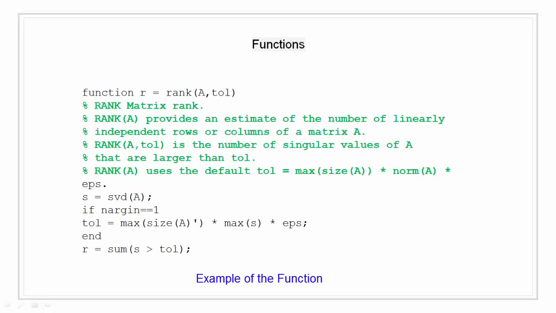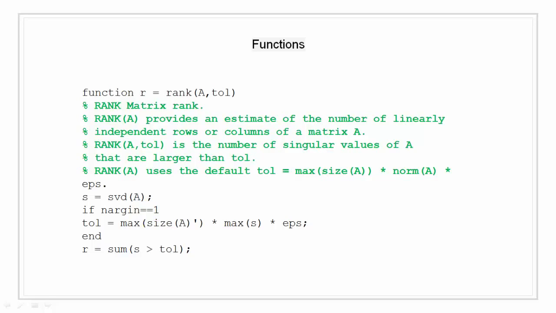Here is an example for a function. The first line of a function starts with the keyword function. It gives the function name and order of the arguments. In this case, there are up to 2 input arguments and 1 output argument. The next several lines highlighted in green are comment lines. These provide help text. These lines are printed when we type help and our function name, that is rank.